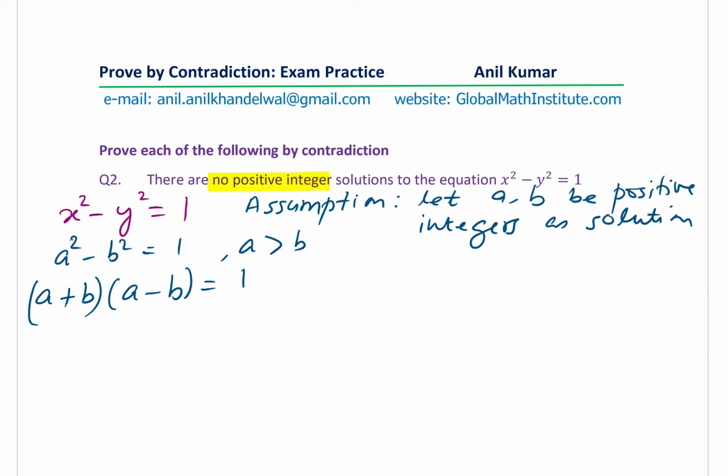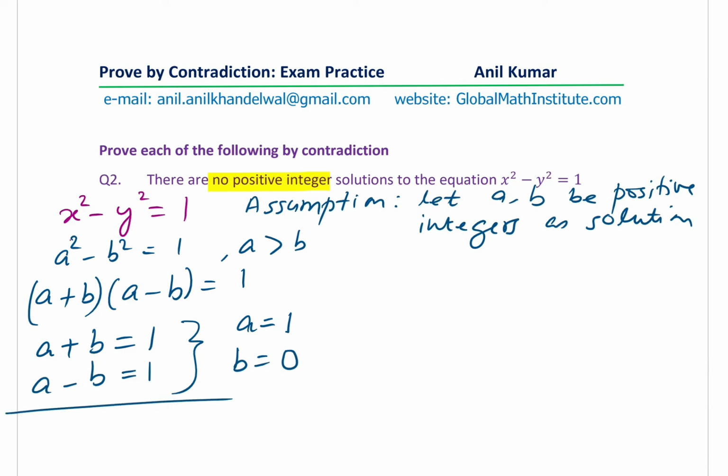And what product of two numbers is 1? That means both should be 1, right? So that means a plus b equals 1 and a minus b is also equal to 1. Now this statement is true when a is equal to what? So both are 1, right? I wrote 0 here. So both are 1. That means a equals 1 and b equals 0.